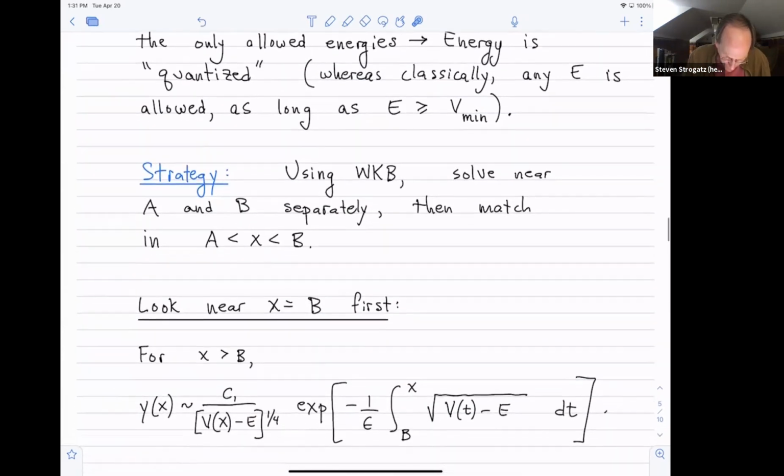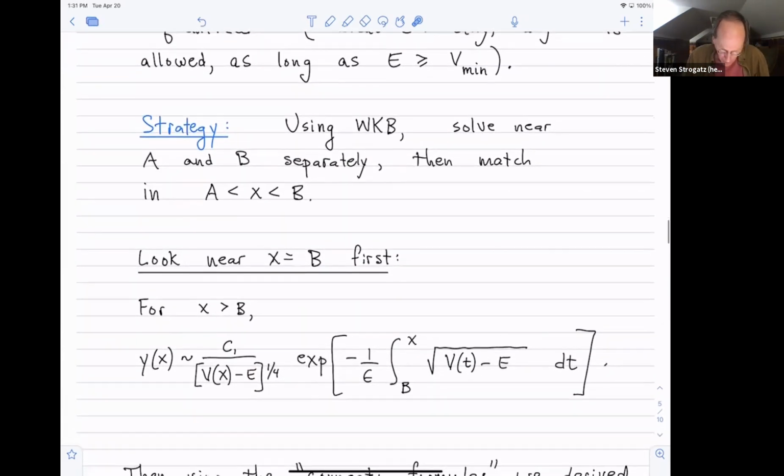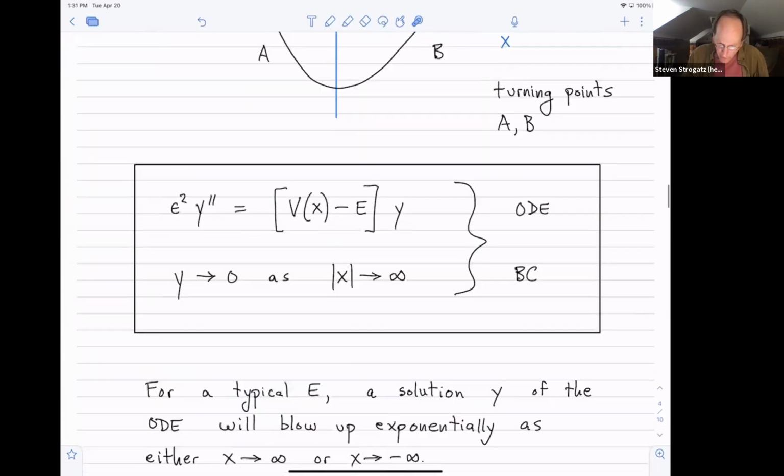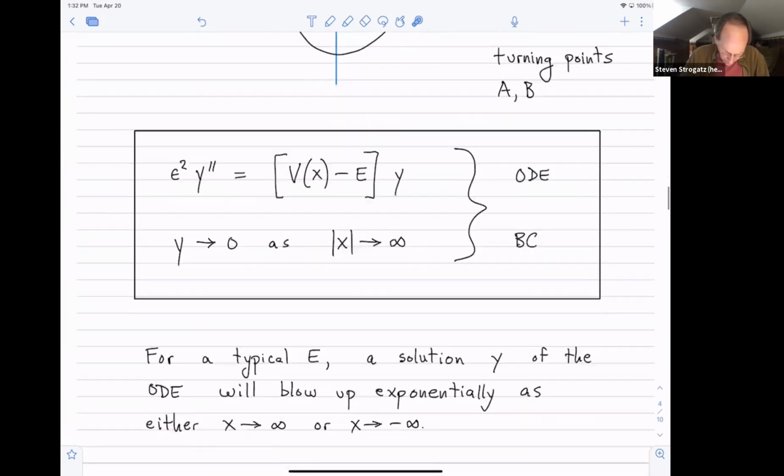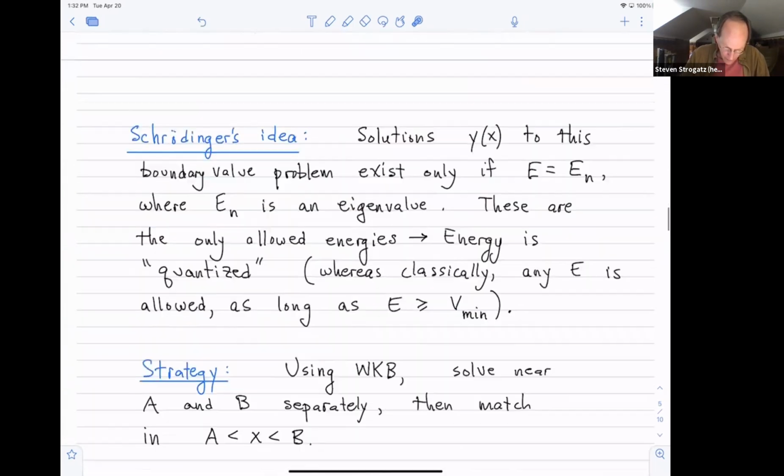So let's look near B first. So visually, it's like I kept drawing that I'm going to impose 0 out here. I'll get my exponentially decaying solution. That's what I'm writing down first. Then I'm going to use the results from last time. I won't redo all the stuff with the Airy functions. We'll just take the known results for what happens on this side and then what happens on this side with the oscillations. So we'll take that as given.